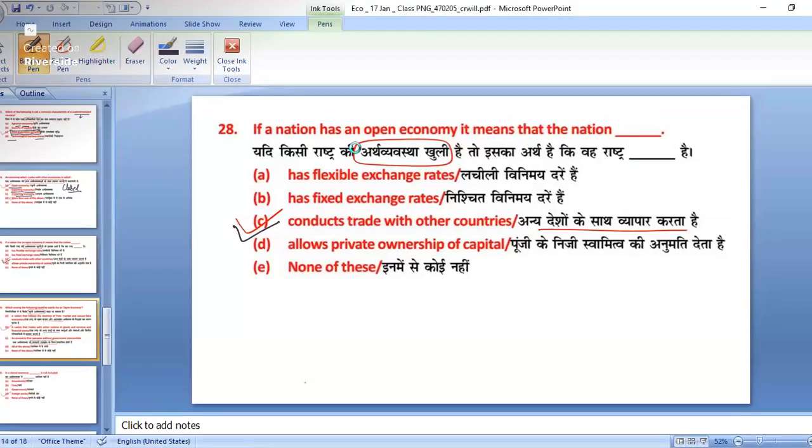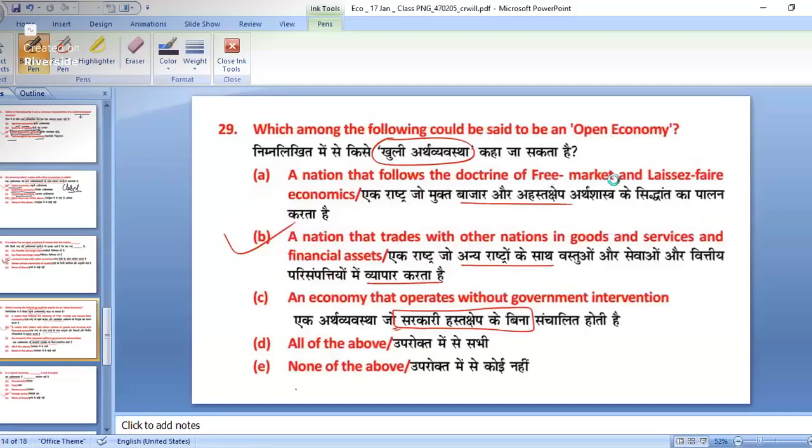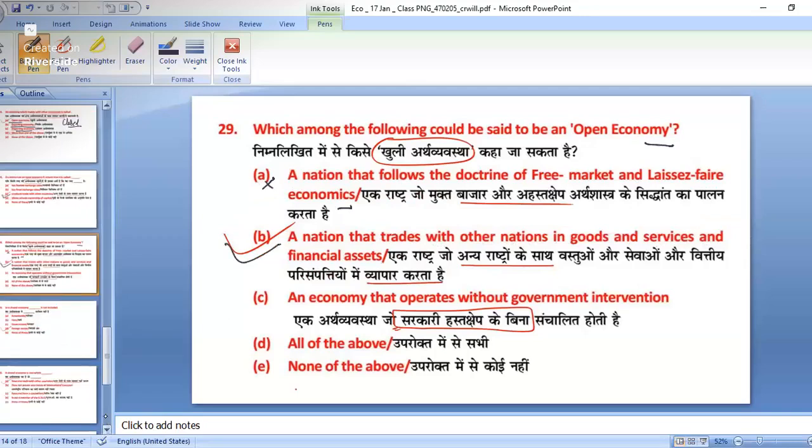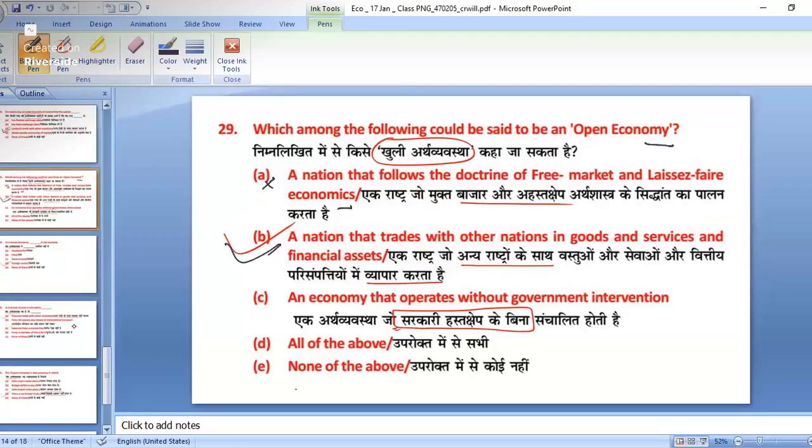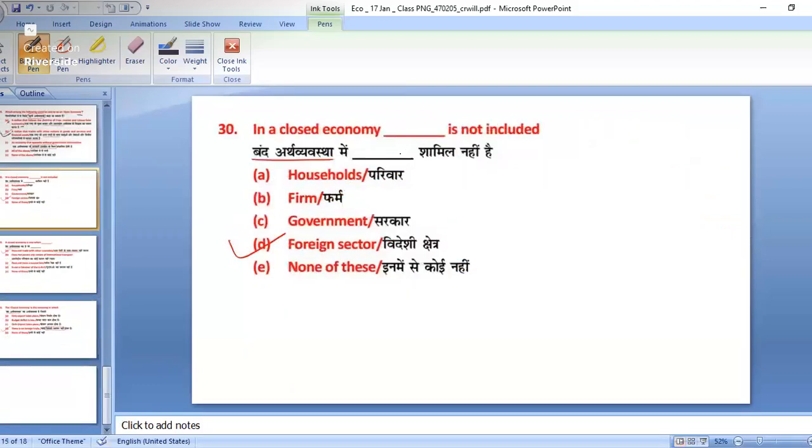Which among the following would be said to be the doctrine of free market and laissez-faire economies? This is not the correct definition. A nation that trades with other nations in goods, services, and financial assets. So this is the correct answer, option A. All this type of country could be called open economic countries.